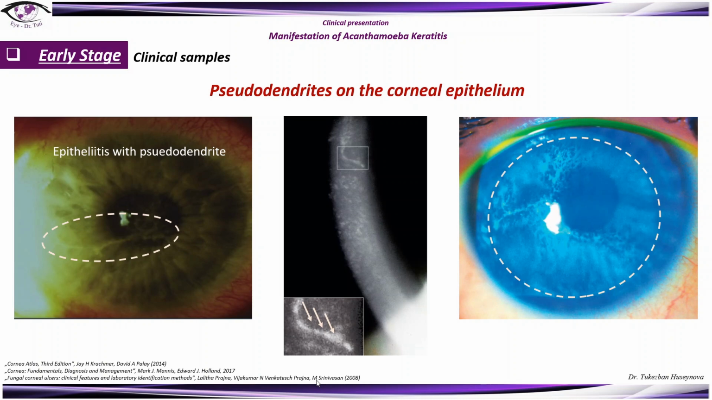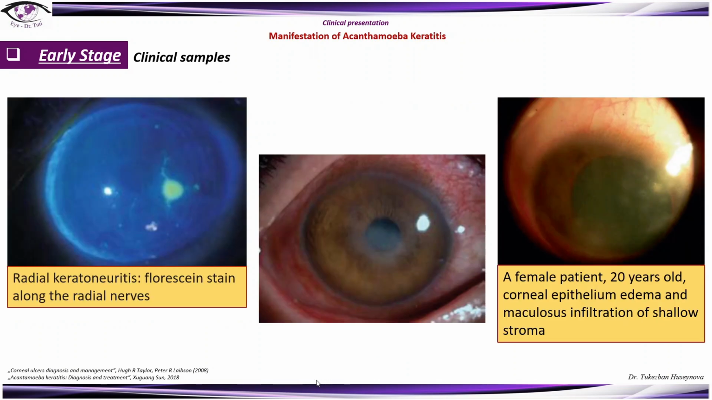And in contrast to the dendrites seen in herpes simplex infection, these lesions are more irregularly shaped and do not have terminal bulbs. At this stage, the keratitis is often misdiagnosed as herpes simplex keratitis.